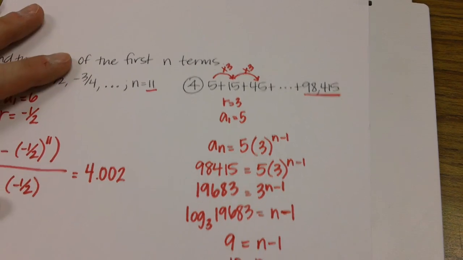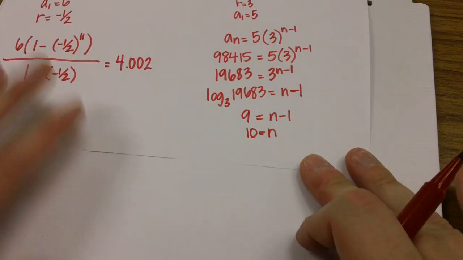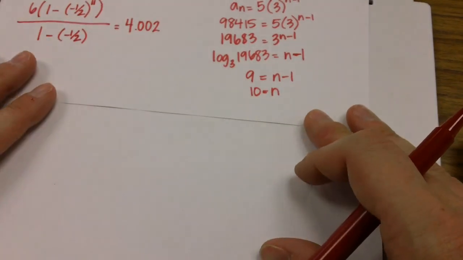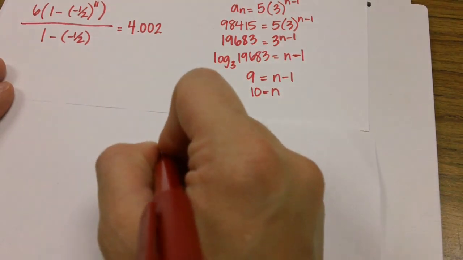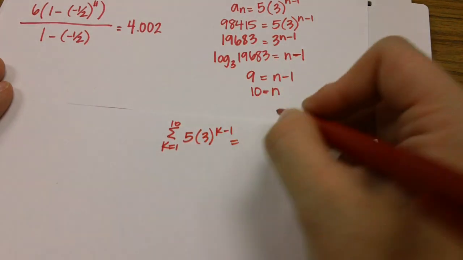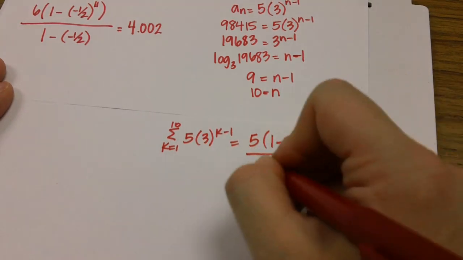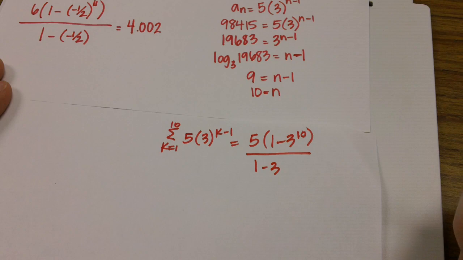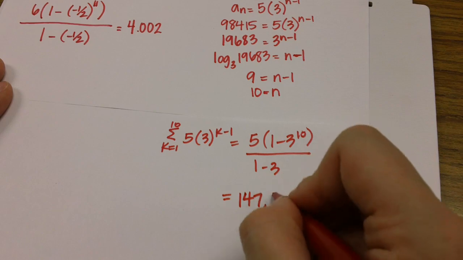All right, so once you are at that point, we know what our n value is, which is our last value. We can go ahead and use our finite geometric series. And we can say, all right, the sum from k equals 1 to 10 of 5 times 3 to the k minus 1 is going to be equal to 5 times 1 minus 3 to the 10 over 1 minus 3. When you plug all of that into your calculator, you're going to get 147,620.